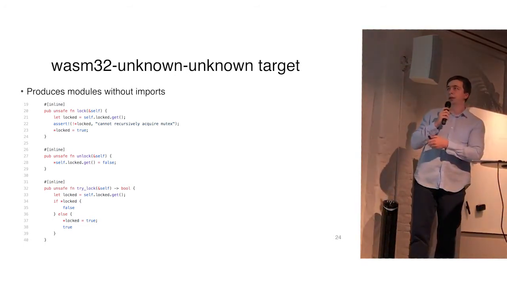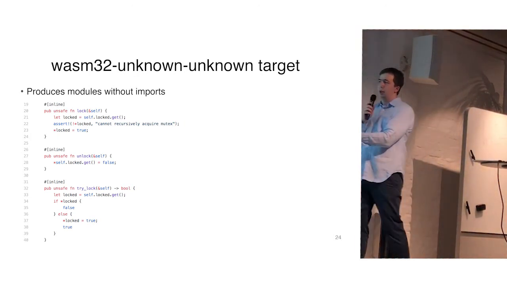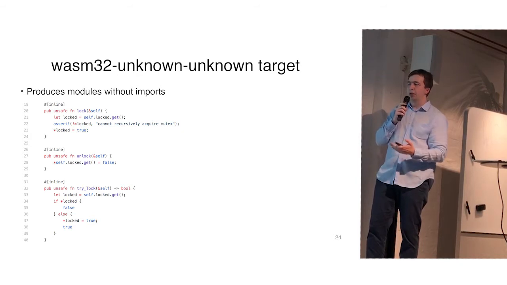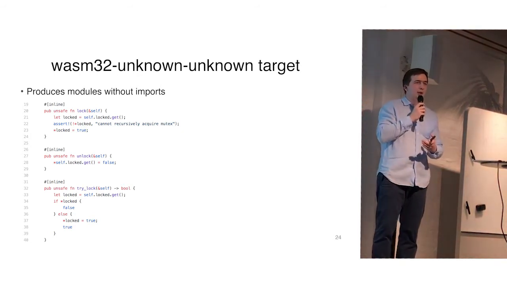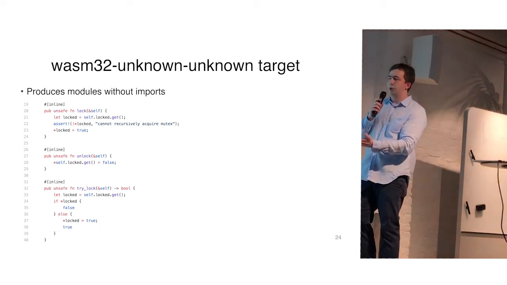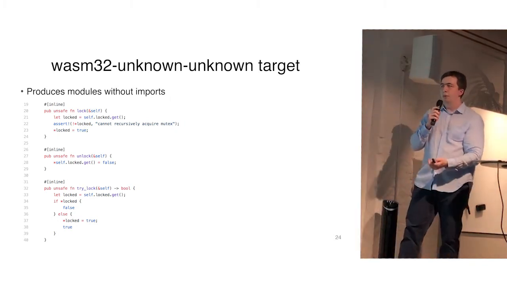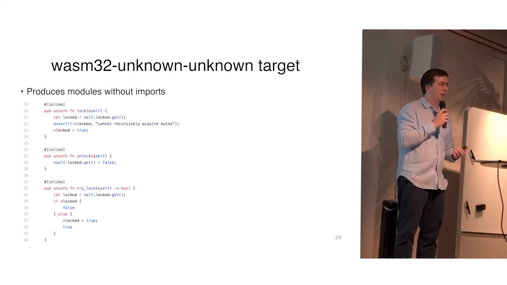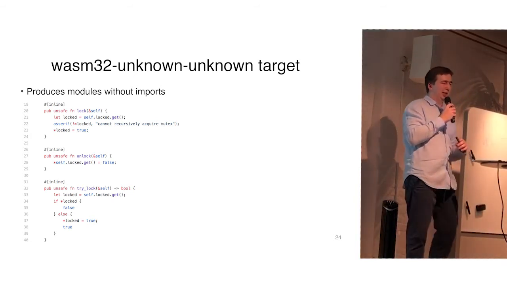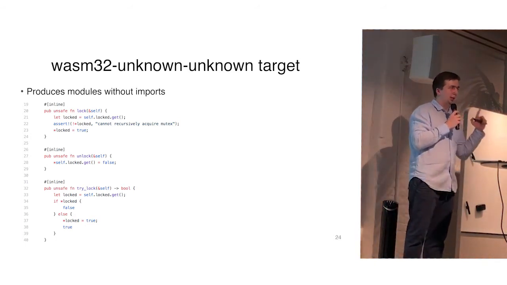The main goal of the first target is to produce modules without imports. Here you can see an example from the Rust core that supports mutexes. You can see three functions, and these functions are implemented without any synchronization, without any operating system kernel primitives. You can see it's just a boolean value, and because WebAssembly is a single-threaded environment, you can implement a mutex in this way. But what about dealing with the file system? Dealing with the file system is an unsupported operation. So if you call some open or write, your program will trap with an unsupported instruction.